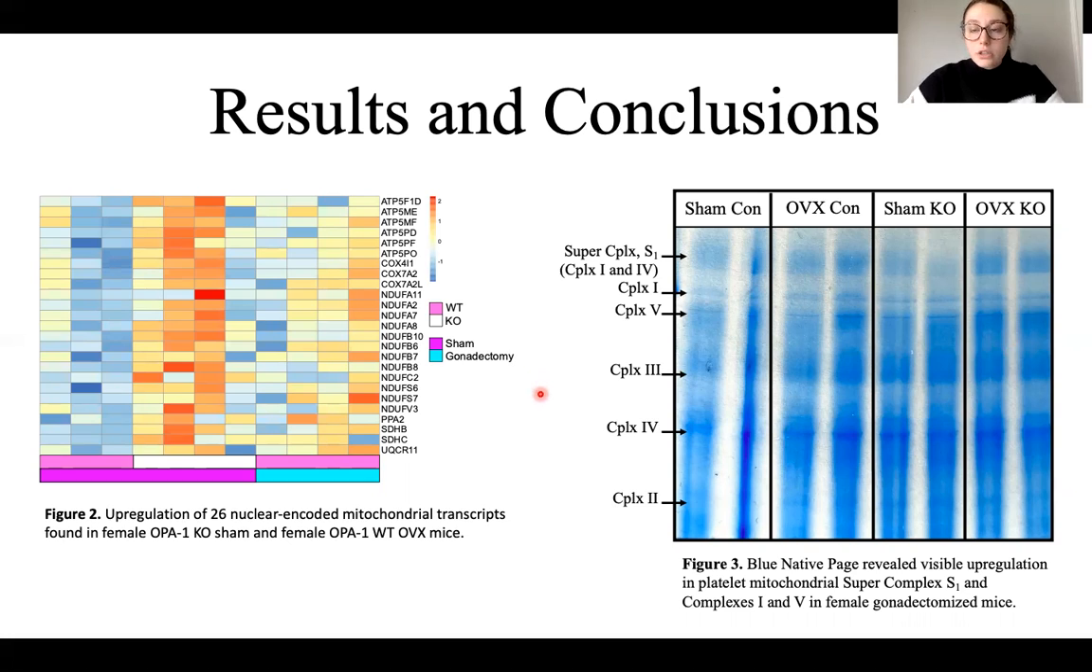In future research, we would like to expand our N value and add more samples into our experiments. In addition, we would like to next look at mitochondrial complex activity as well. But at this point, in combination, the previous research that's been done and the research that we have completed, we do believe that there is strong evidence to support a potential compensatory interplay between OPA-1 and estrogen in terms of thrombosis in our female mice.